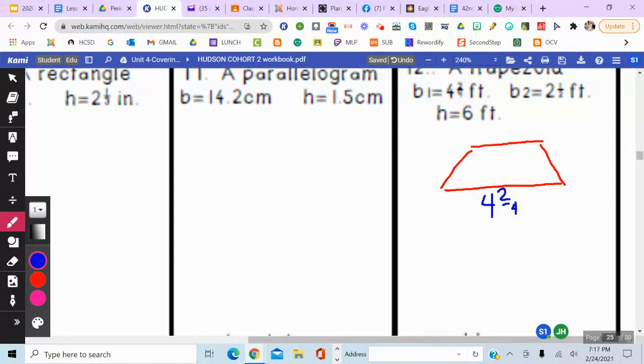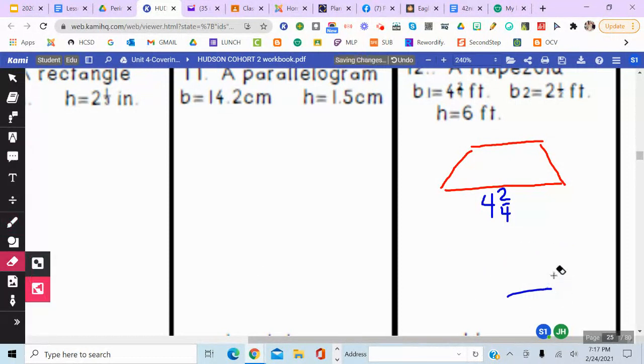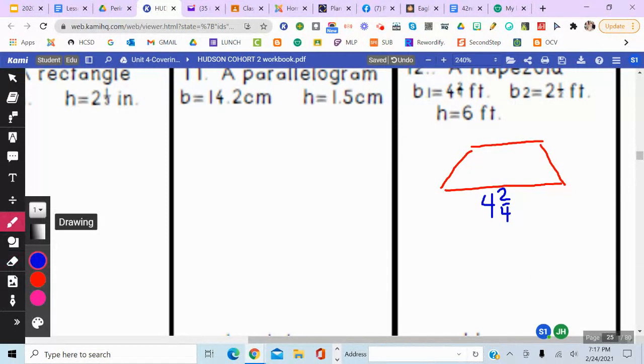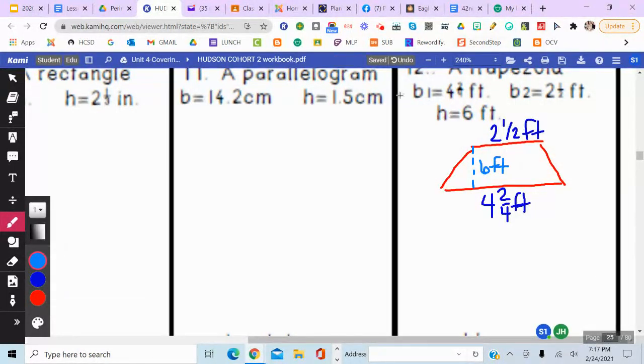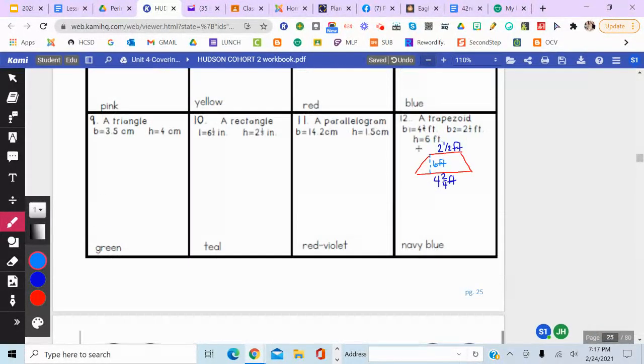But technically, oops, what am I doing? It's over too far. Technically this trapezoid would be flipped. And what I mean by that is it would look like this instead, but I'm not worried about that. We don't need to redraw it for that reason. And then, sorry, feet. And then 2.5 feet. And then our base, I'm sorry, height is going to come down to the base, and that is 6 feet. Okay, so those pictures will help you when you have to find the area of those trapezoids.